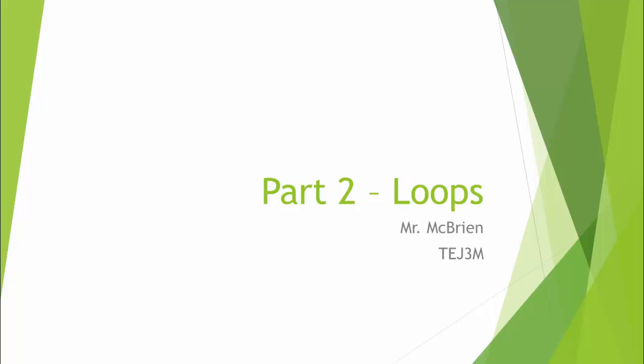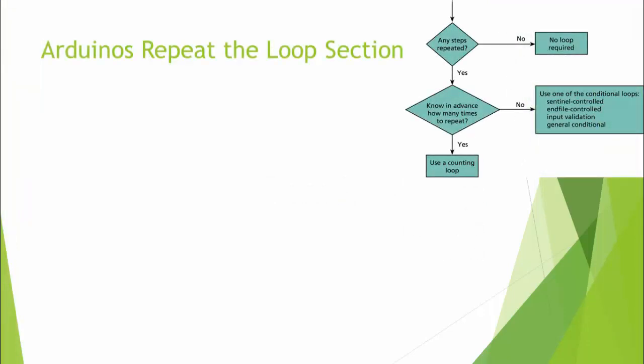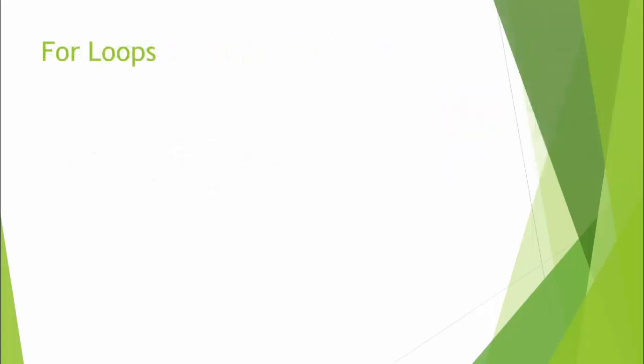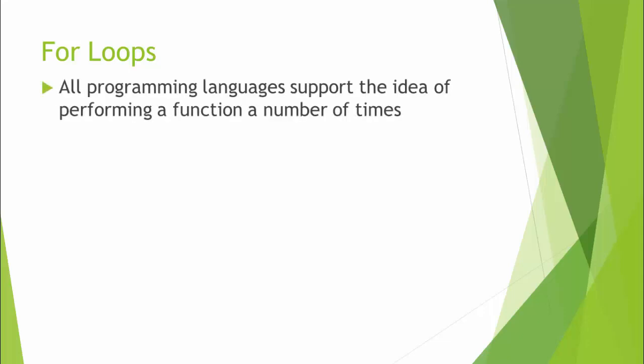Okay, welcome back. So part 2 around loops. Remember, we learned yesterday that Arduinos will repeat the loop section over and over again. And so you might say, well, why are we even talking about that again? And the answer is that not all loops continue forever. What happens when we want a given activity to stop once there has been a solution to the problem, once something has happened?